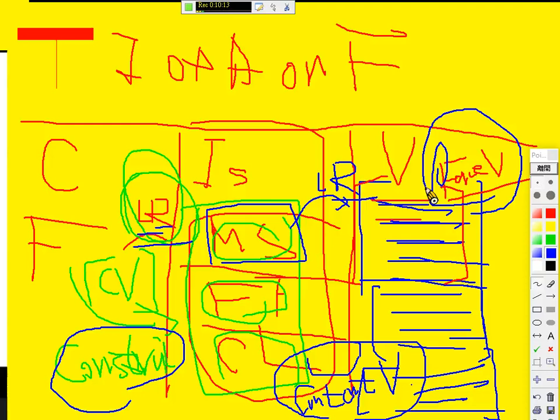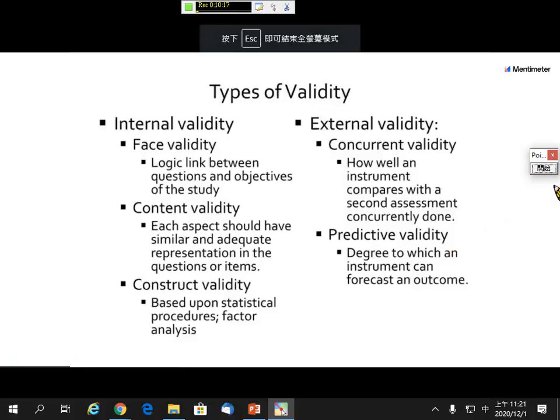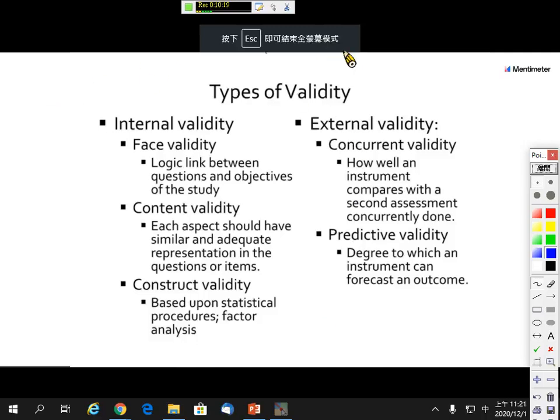Okay, any question? If not, let's continue. So this is what we say about internal and external. The wording here is just the way of expression, but the basic idea I have just told you. Okay, let's continue.